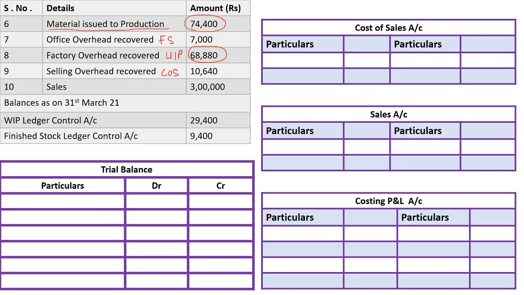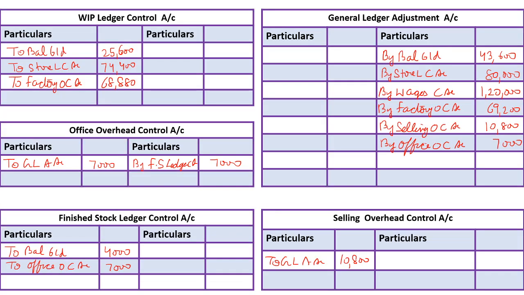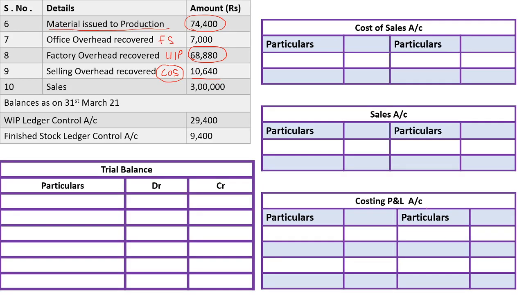68,880. Our next transaction is selling overhead recovered with cost of sales amounted to 10,640. So in selling overhead, first we write by cost of sales 10,640, and in cost of sales we write to selling overhead control account 10,640.